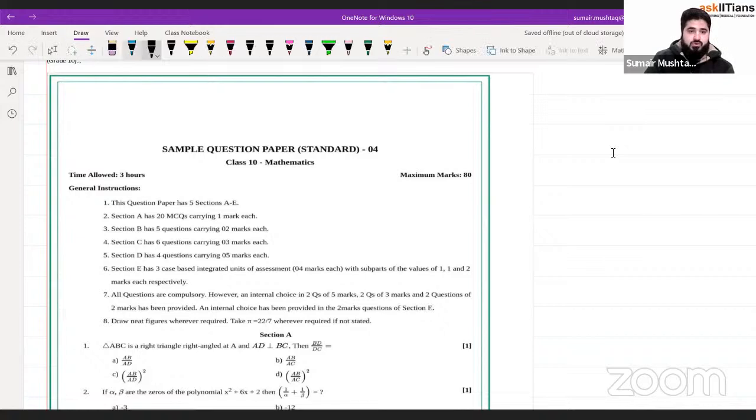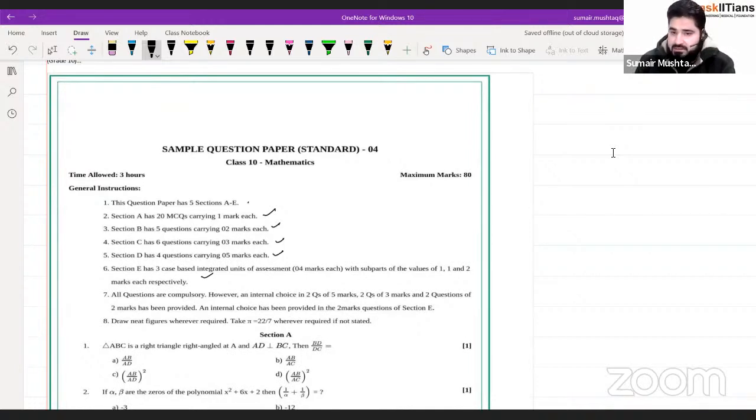Now the matter of fact is, which section should we attempt first? Is it section A, the MCQs, or section B, the 2 markers, or section C, the 3 markers, or section D, the 5 markers, or section E, the passage? First of all, let me tell you one thing: it all depends upon your taste.